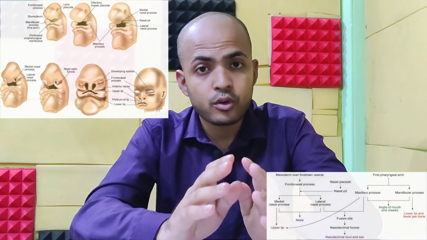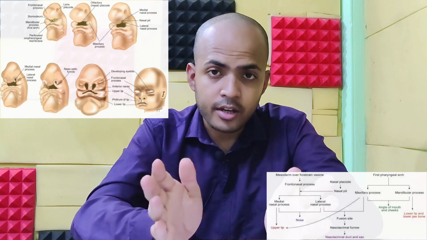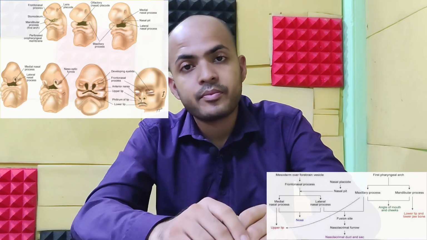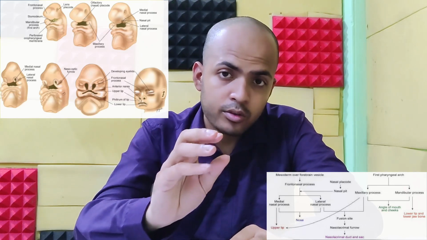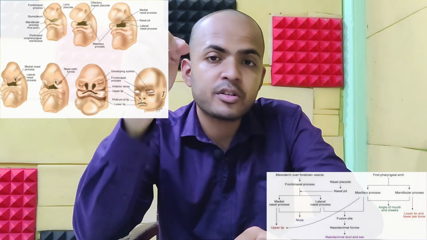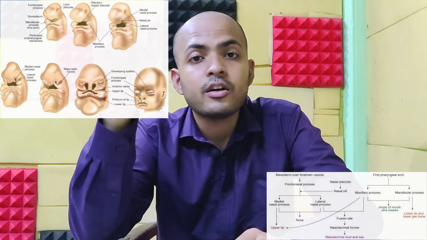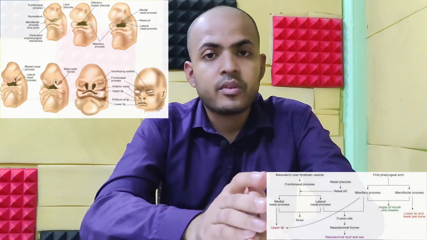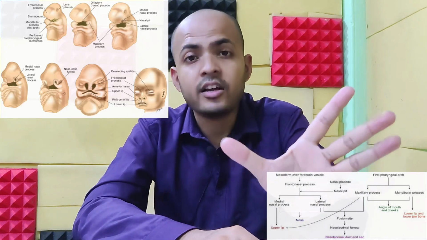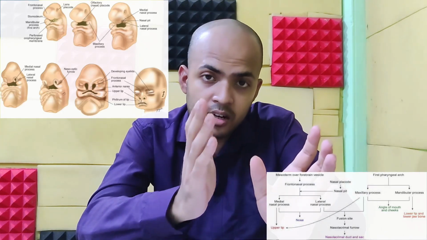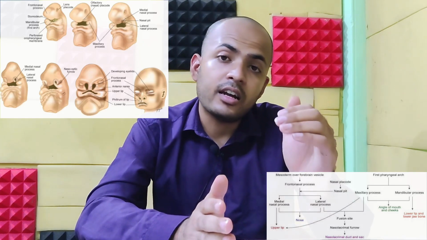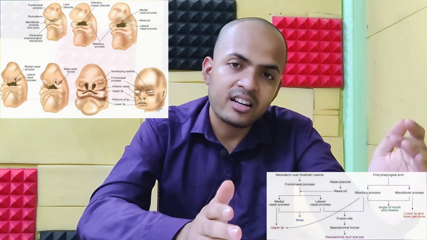Now from this frontonasal process, on both sides, bilaterally, olfactory placodes appear. Now in the olfactory placodes on both sides, there is a little depression or pit-like appearance. From there, the olfactory pit or nasal pit develops. Now this nasal pit divides into two parts. One is the medial nasal prominence or medial nasal process, and the other is the lateral nasal prominence or lateral nasal process.